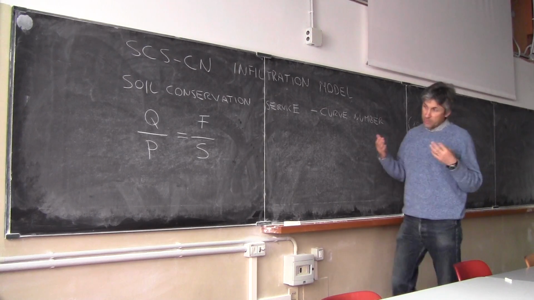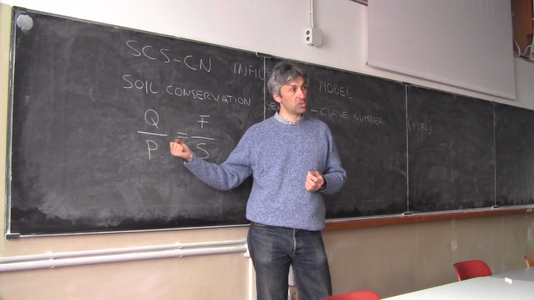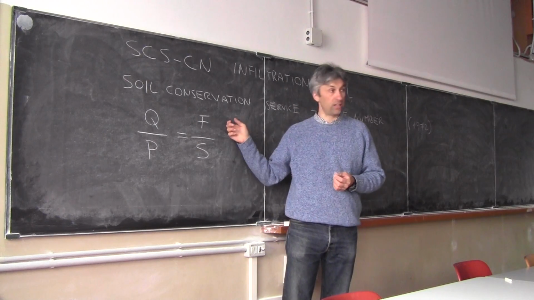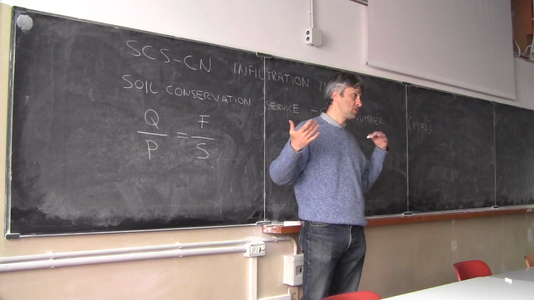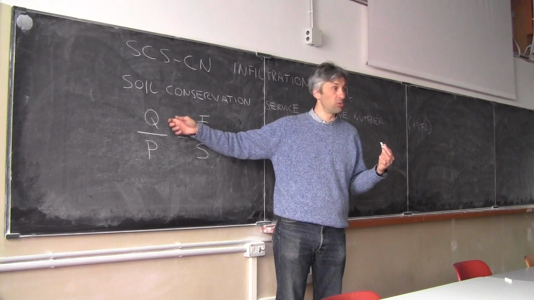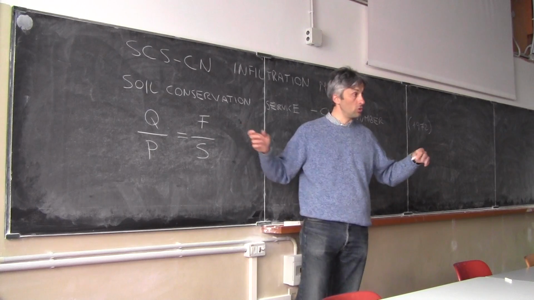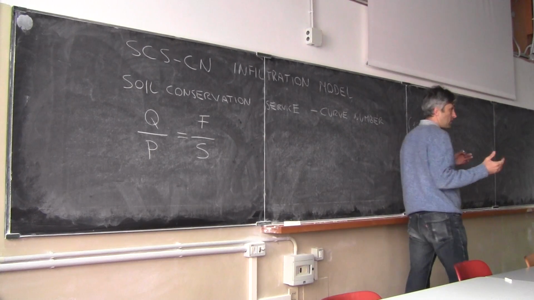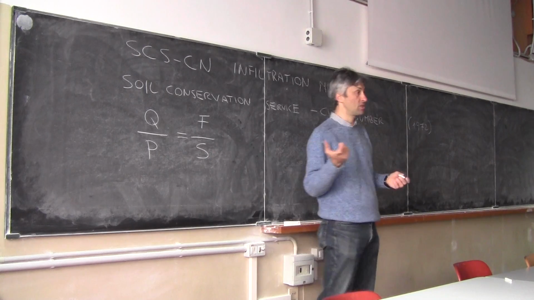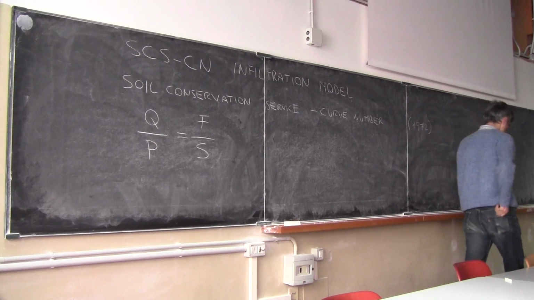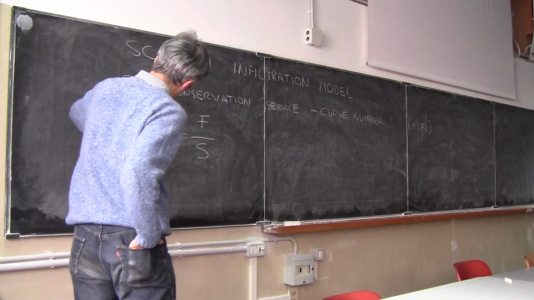To be more precise, I should highlight here the dependence on time of Q, P, and F. I'm not highlighting the dependence on time just to make the symbology simpler. But these quantities, cumulative contribution to surface runoff, cumulative precipitation, and cumulative infiltration from the beginning of the event, depend on time, of course, while S does not depend on time. This is a fixed quantity. Our objective here is to compute Q.